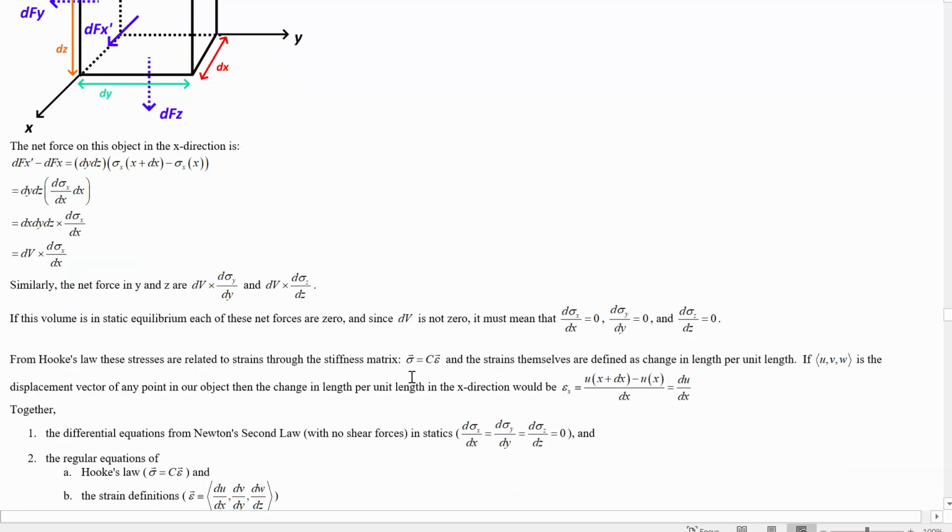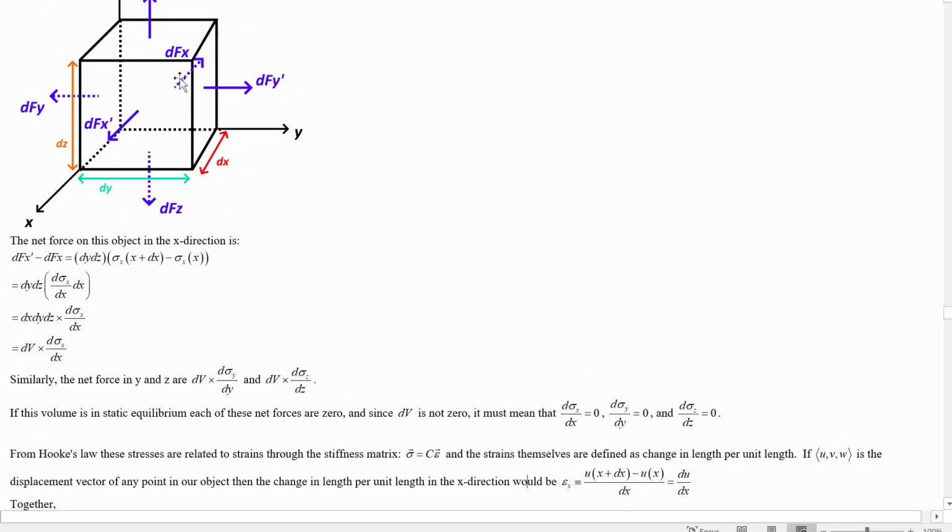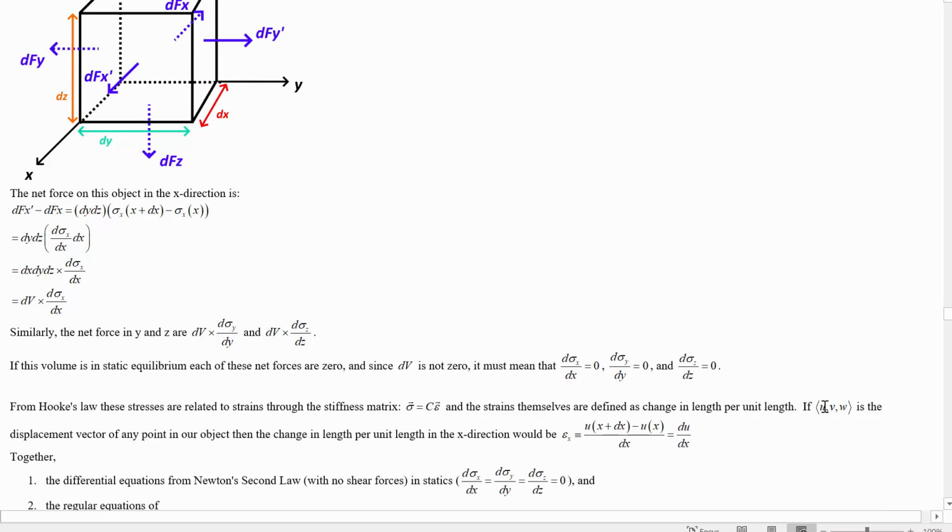Now we can also relate those to strain via the stiffness matrix, and we can relate the strains to the change in displacement of the object, the slopes of the displacement in each of the directions. So let's look at this. The strain in x is the length change over the original length. And what's the length change of this thing? Suppose that we put the displacement at each position as u, v, and w, being the displacement in x, y, and z. Then the x strain will be the length change in x, the new length, which is the displacement of the front face minus the displacement of the back face.